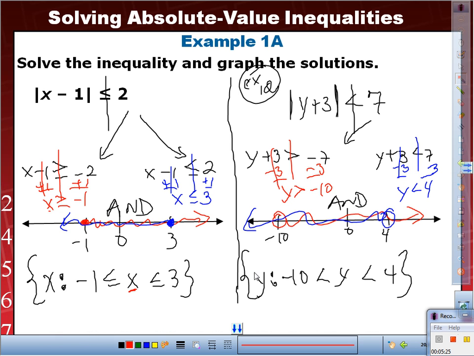Why are they open points? Okay. It says here, y is greater than negative 10. What numbers are greater than negative 10? Anything to the right. Does it include negative 10? Is negative 10 greater than negative 10? No, that's why we don't include it. It's excluded by an open point. Yes? We got this? Yes?